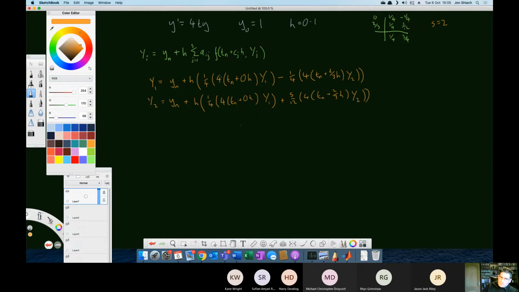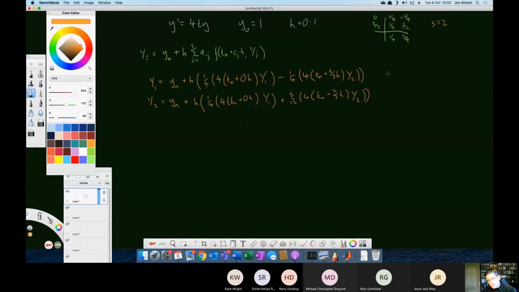Okay, so we have these two implicit relationships. We've got a Y1 on the left, and a Y1 on the right. We've got a Y2 on the left, and a Y2 on the right. Now, fortunately, in this case, this is a linear system, so what we can do is rewrite it so all of our known values are on the right-hand side and our unknown values are on the left.